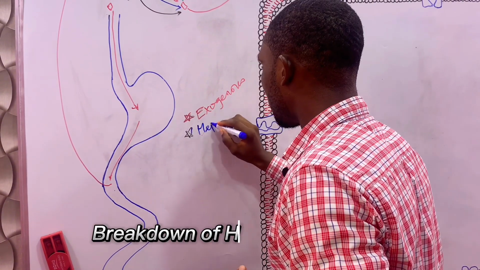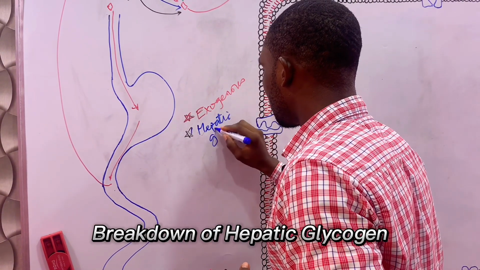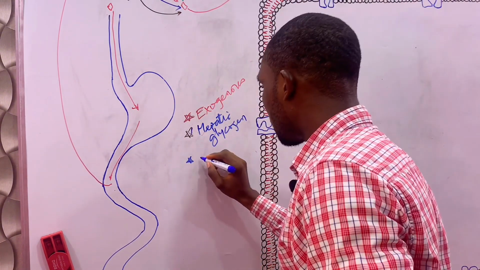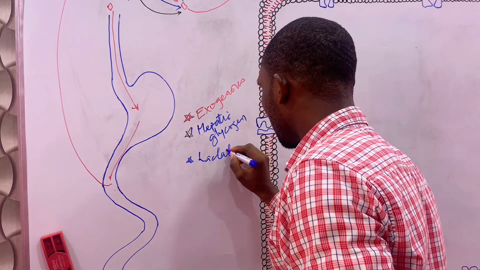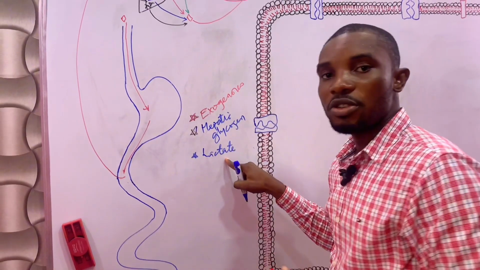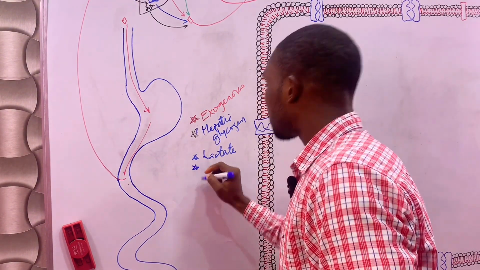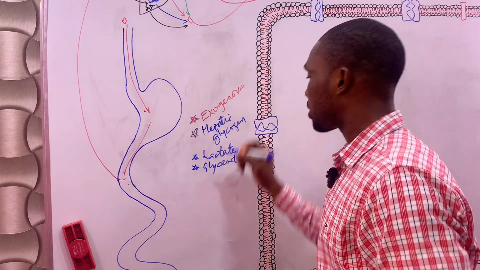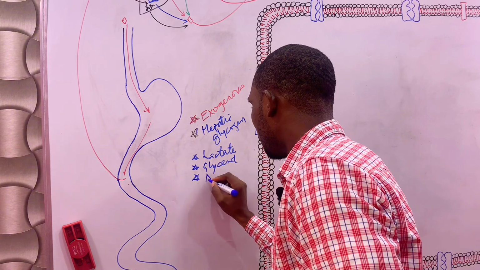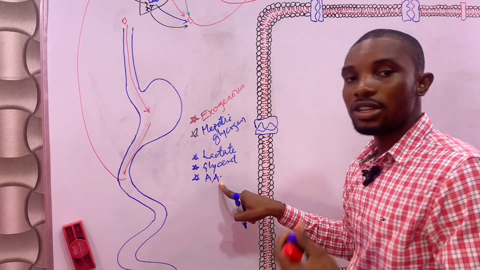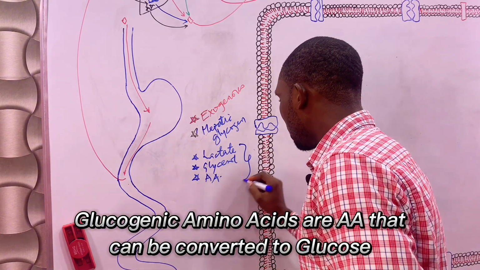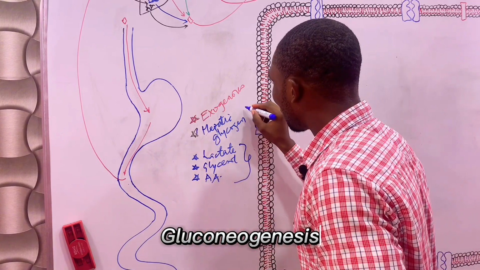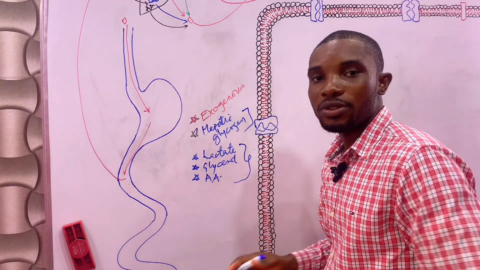So we've said that there is breakdown of what? Hepatic glycogen. Another route is what? Your lactate, as your lactate is being converted to what? Glucose by the liver. Another one is what? Glycerol being converted to glucose by the liver. And then another one is what? Amino acids. So that's the glucogenic amino acids. So these three are converted to glucose via a process known as what? Gluconeogenesis.